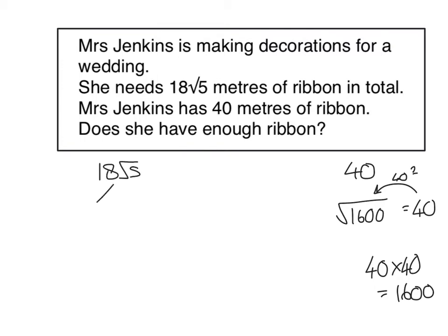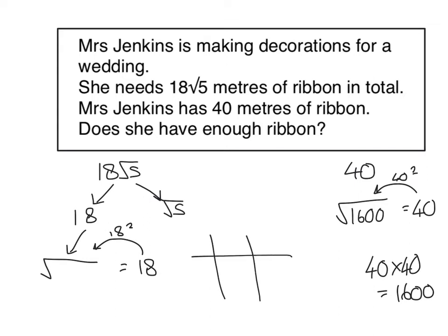So there's two parts to this. There's the 18 and there's the root 5, which is already a surd. Now let's turn the 18 into a surd. So the square root of what is 18? Well, I need to do it backwards. So I'm going to do 18 squared. And I can just do a little grid to do that.